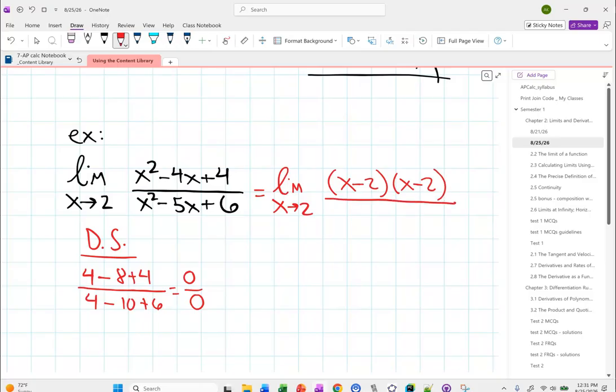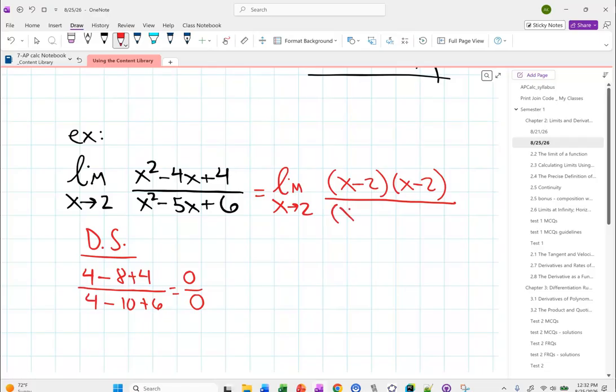Do you always have to put that limit x to 2? Yes, and this is something I would be picky about on work: you have to carry that through until you do the direct substitution. Notice that it's not here anymore, because the direct substitution has ended the limit. Once you've done the direct substitution, the limit sign goes away.